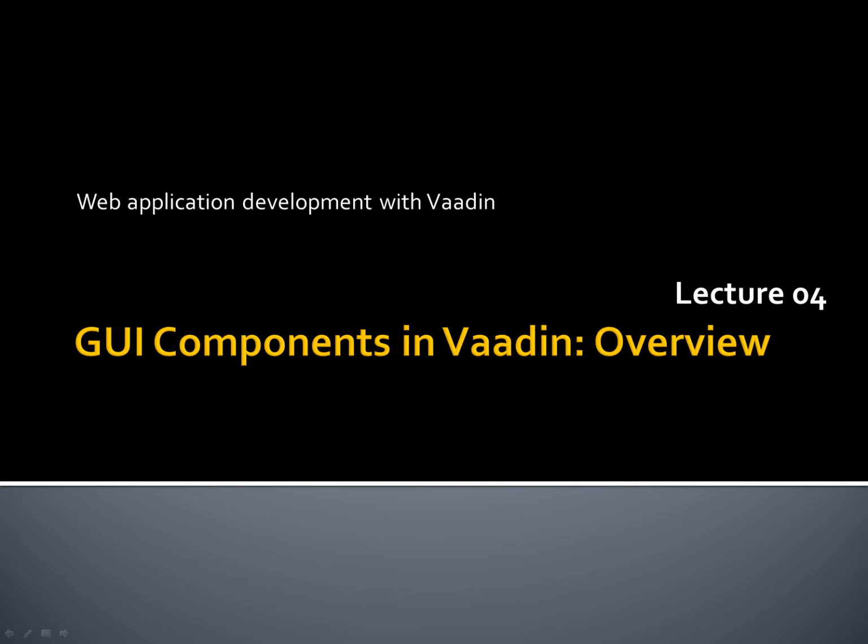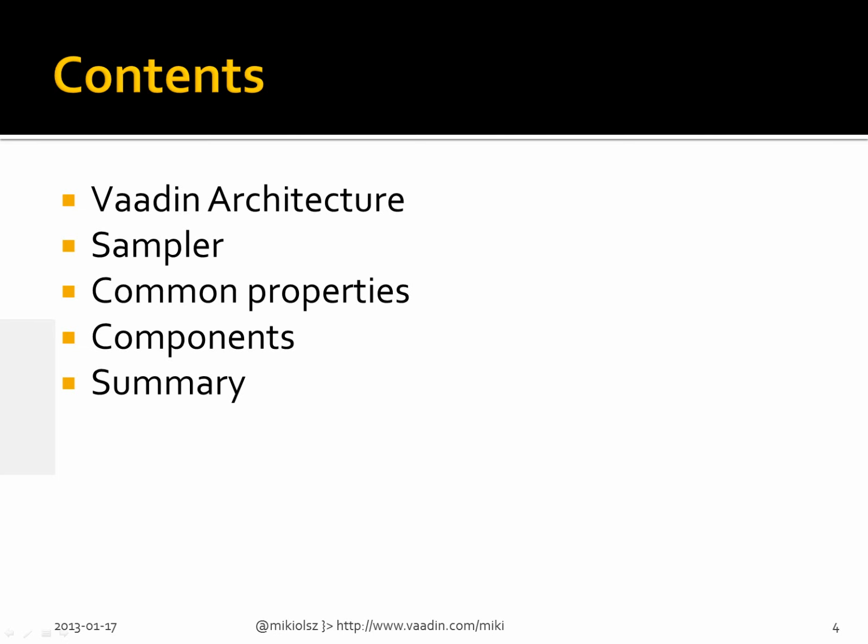Lecture number 4 is about GUI components, so these are all these labels, buttons and text fields and everything else. And there is of course plenty of them in the core Vaadin framework, and there is even more of those in the add-ons directory. What I start with today is the architecture of Vaadin. I will show you the sampler, which is the best way to get to know Vaadin components and Vaadin itself.